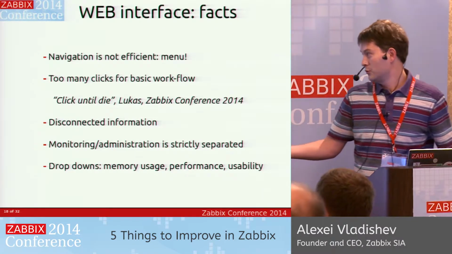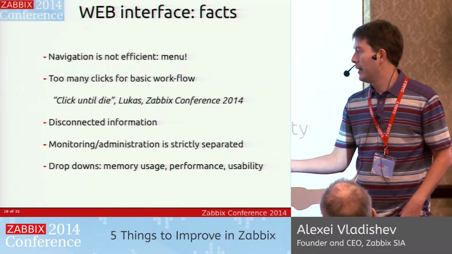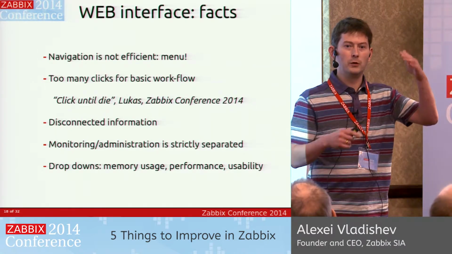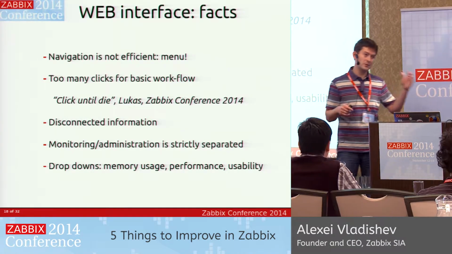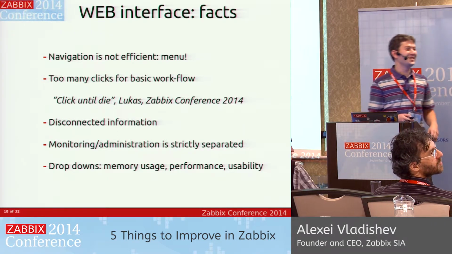And the drop-downs. Drop-downs are a big problem. Why? Drop-downs are absolutely fine for navigation if you do not have so many objects, like 10 objects or 100 objects. Okay. Rich, anything to add?